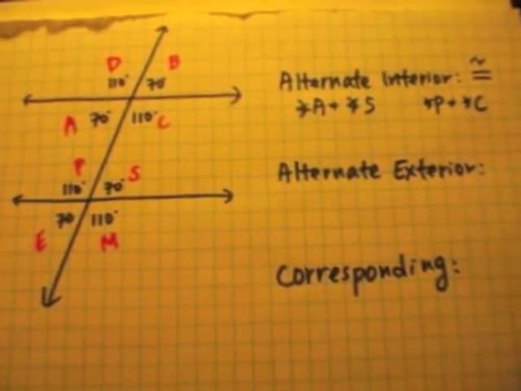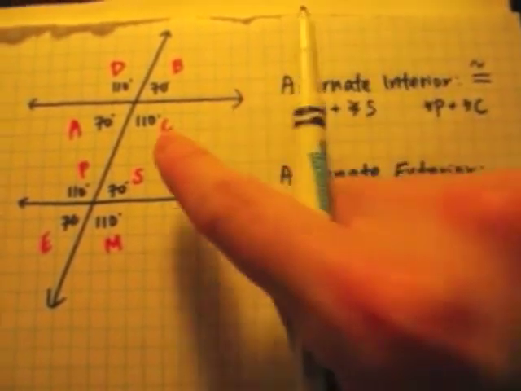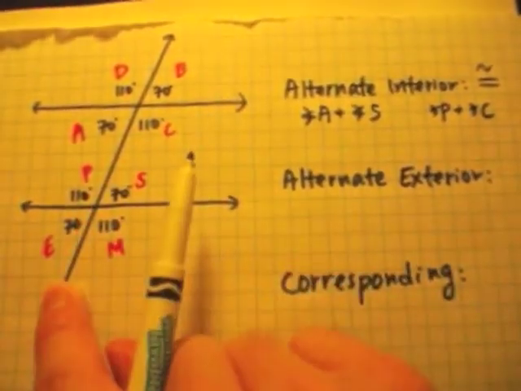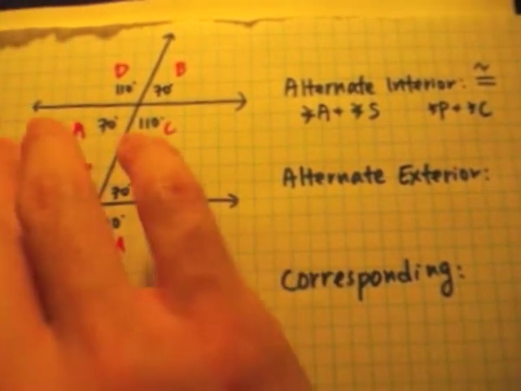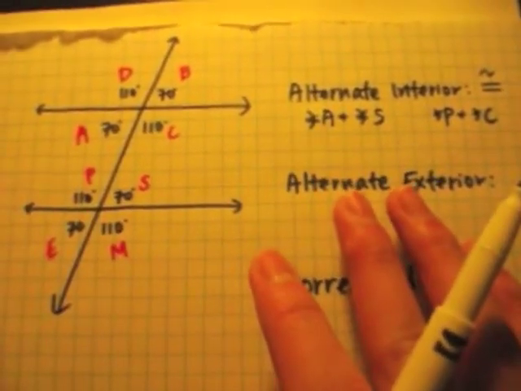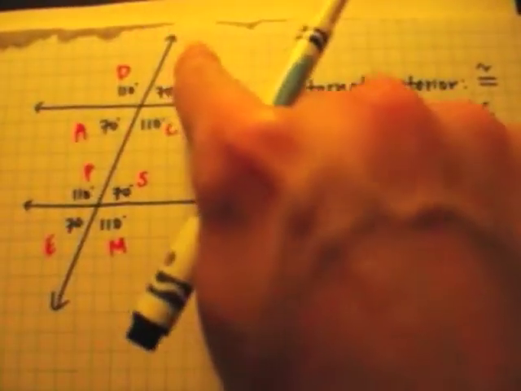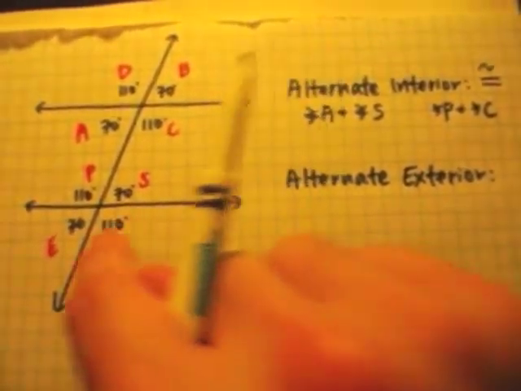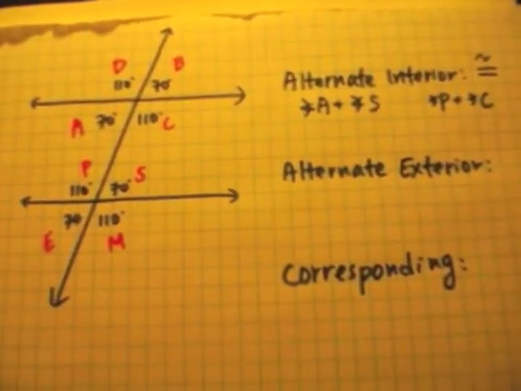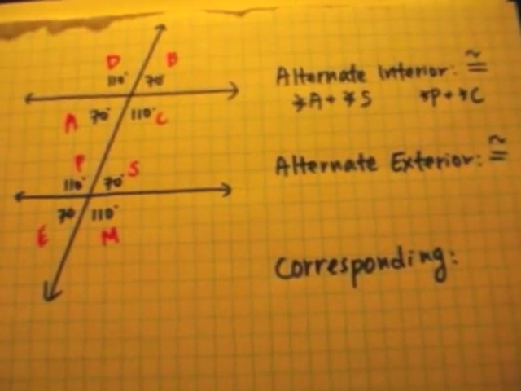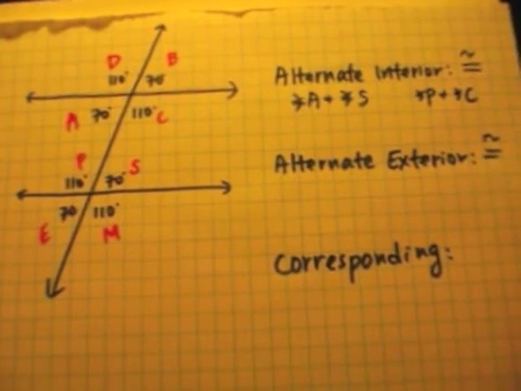For the alternate exterior angles, I'm looking for angles that are on opposite sides of the transversal. In other words, one on the left, one on the right. And on the outside, right, outside of the parallel lines, so either angle D and angle B, or angle E and angle M, right? They have to be on the outside. And they are also congruent. Right? Alternate exterior angles are also congruent.